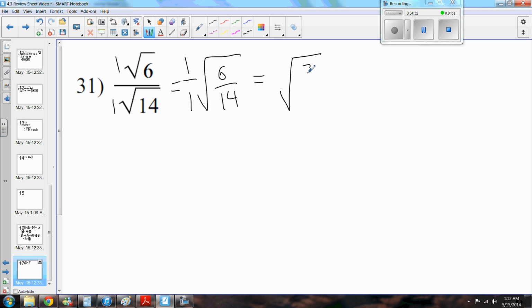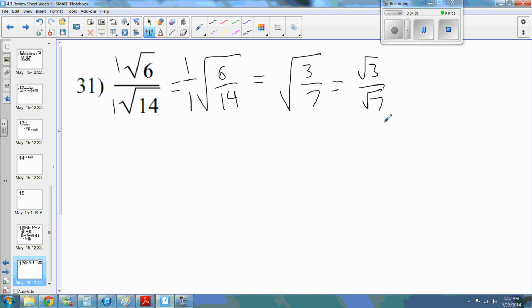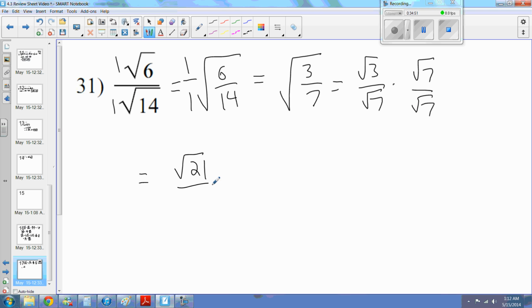So for that reason, 6 divided by 2 is 3. 14 divided by 2 is 7. So now I can change root 6 over root 14 into root 3 over root 7. Rationalizing this denominator by multiplying by root 7 over root 7, I get my result, root 21 over 7. That is a final result because root 21 cannot be fully simplified.